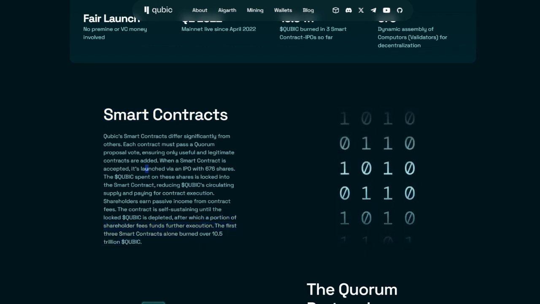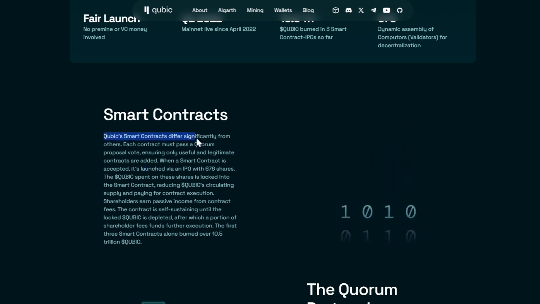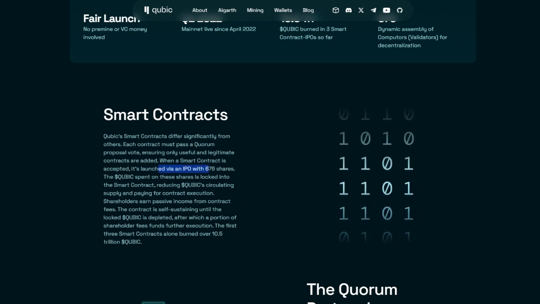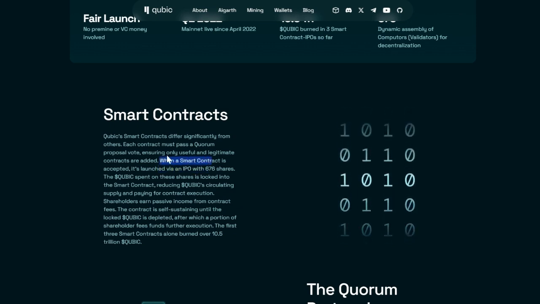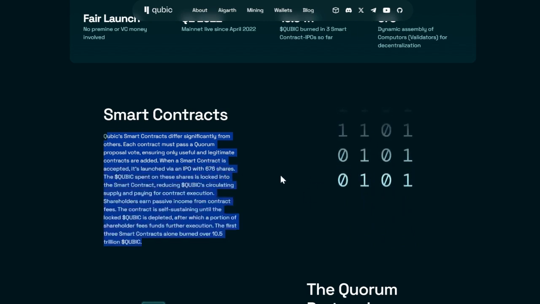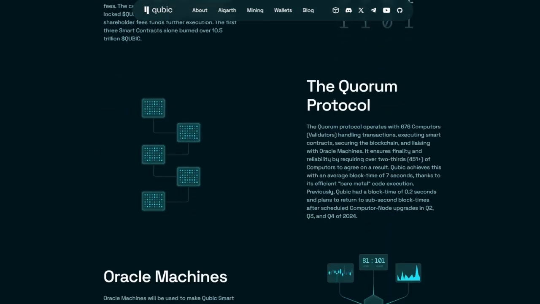So again, the whole point that they're getting across here is about burns, the ability to earn passive income from smart contracts in the Qubic network, and the fact that Qubic is truly decentralized compared to a lot of other networks out there. Then when they talk about the quorum protocol, I still have to look into what quorum is and understand it in more detail, but this is what they say about the quorum protocol.